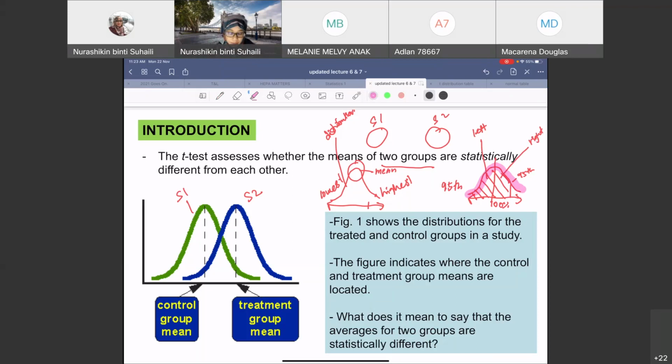Now, when we're talking about two samples, two data, two distributions, of course you expect there are two distributions because each of them has its own data range.